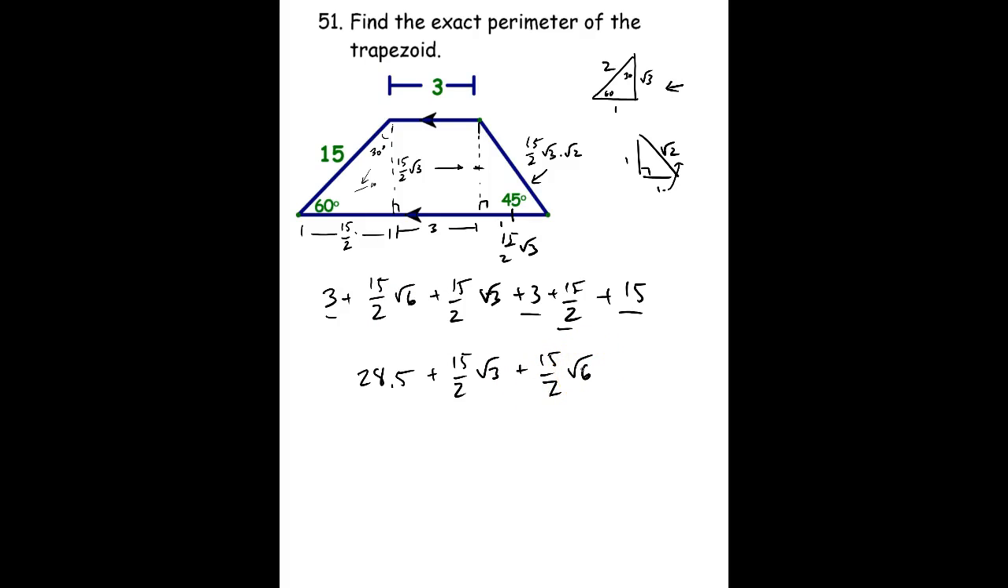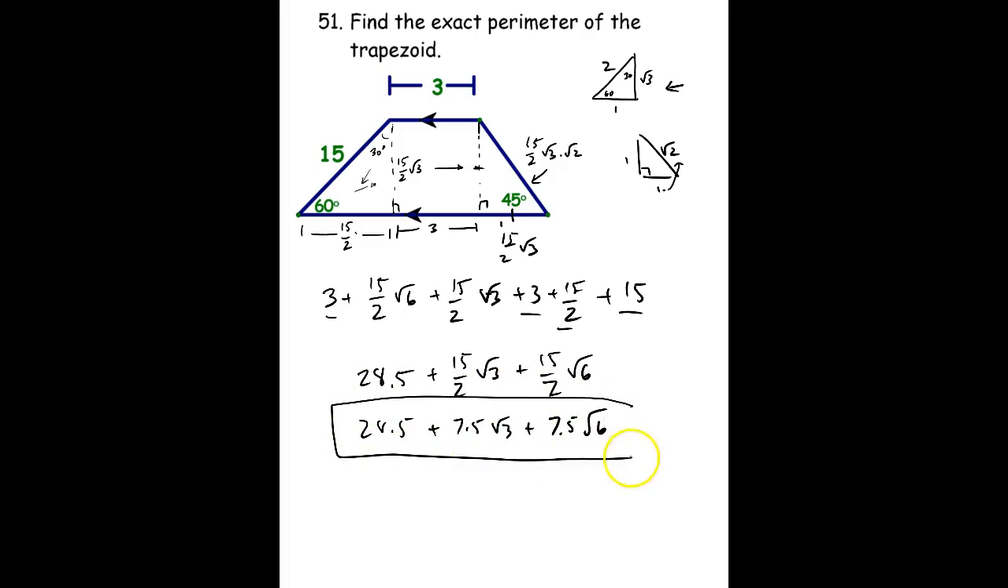It looks like the answer key has these as decimals, so you can just rewrite this as 28.5 plus 7.5 root 3 plus 7.5 root 6. Kind of a lot of messy numbers here, but hopefully a relatively straightforward idea of what to accomplish here. But the radicals involved here make it a little bit messy to work with.